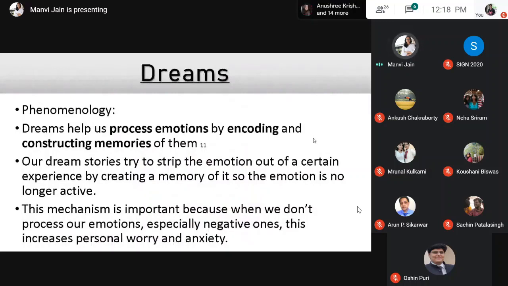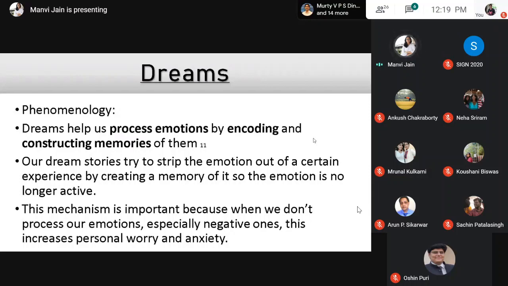So, what the old researchers have said about dreaming is that it is a daily life process that helps in processing emotions, especially the negative ones that we repress at some point by encoding and constructing memories of them. The mechanism is also important for mental health and physical health because it is directly related to carrying out the negativity and the anxiety that is produced due to the emotions that are repressed in your mind.